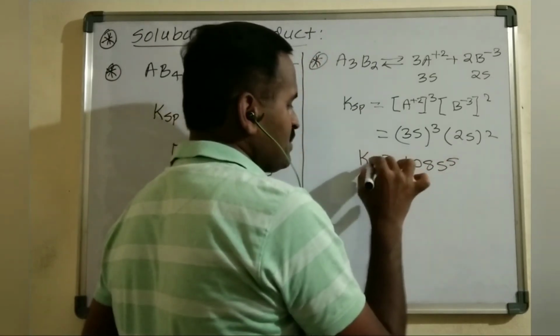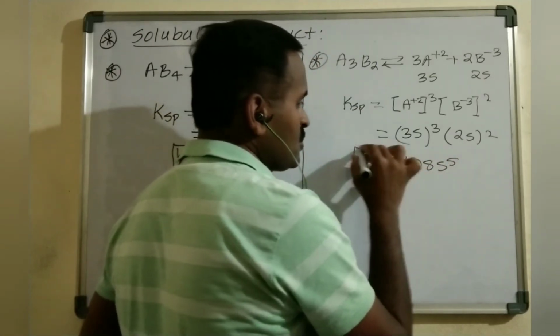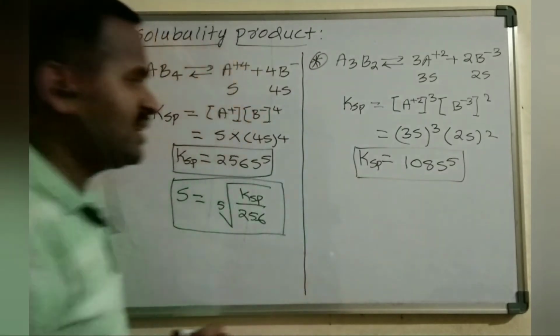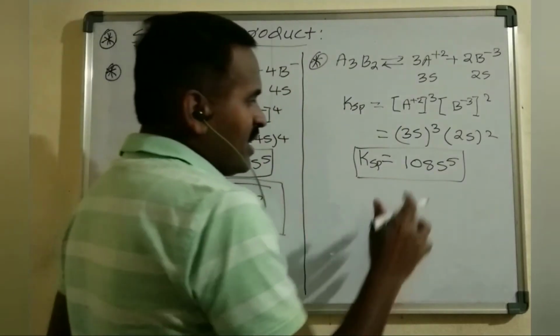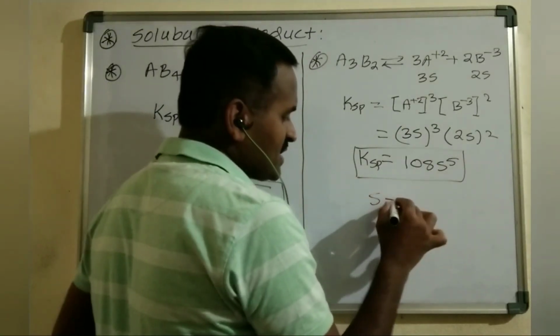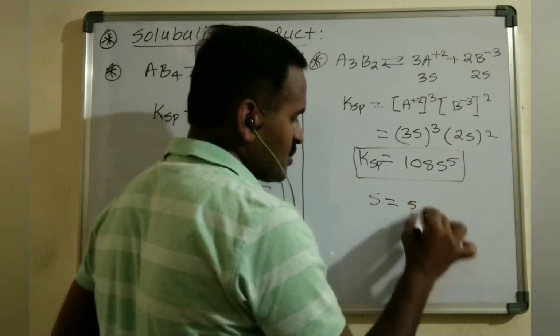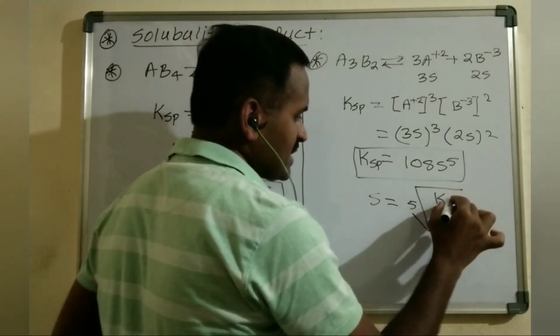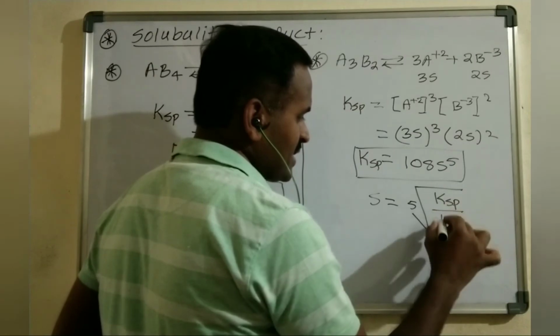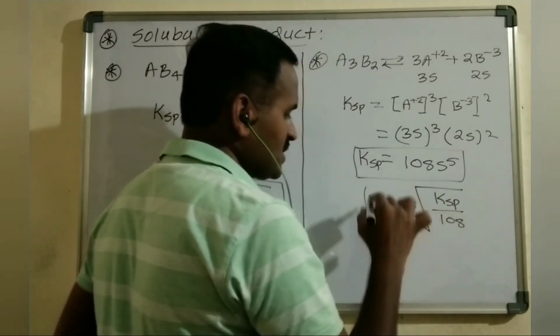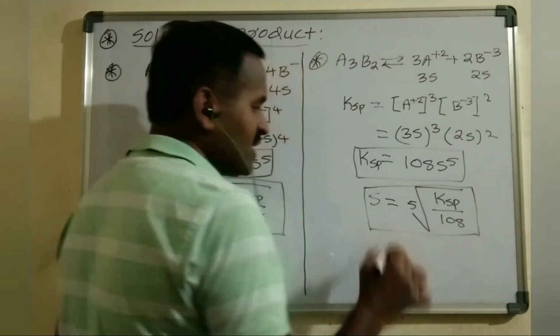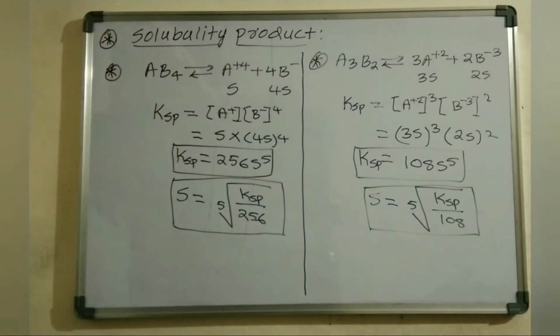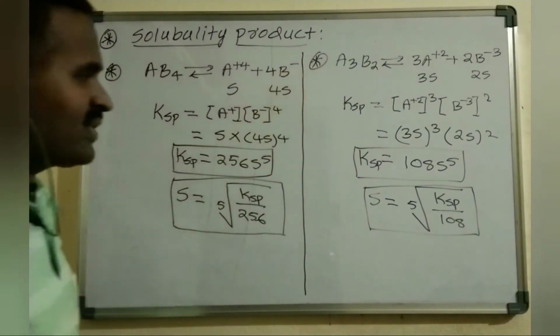The solubility product Ksp is equal to 108 S^5, or you can even write solubility S equals the fifth root of Ksp divided by 108. This is the simple solubility formula for the A3B2 type of electrolyte.